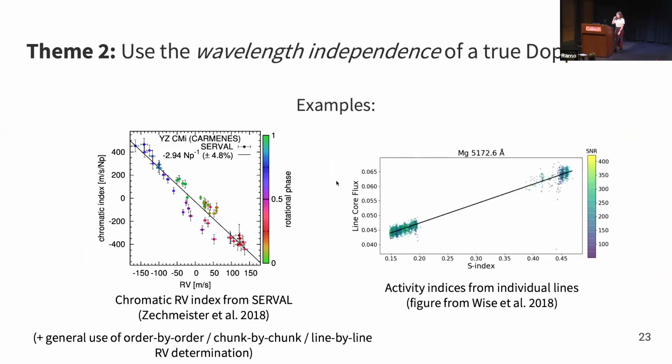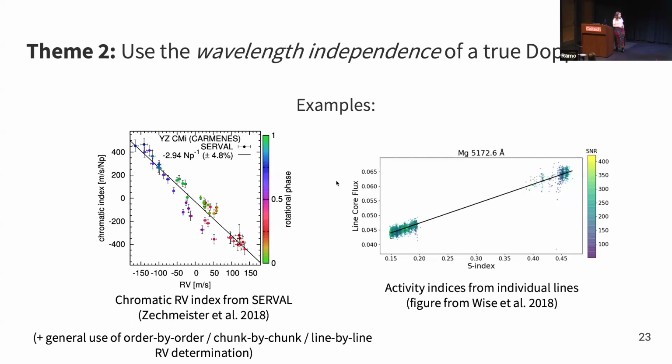The next theme that I want to talk about is using the wavelength independence of a true Doppler shift. Just like we know that a real Doppler shift is symmetric in the line, we also know that it's the same at all wavelengths, whereas stellar variability is not the same in all lines. We've been hearing a lot about this. So basically, if the RV change that you measure changes across the spectrum, it's not really a Doppler shift.